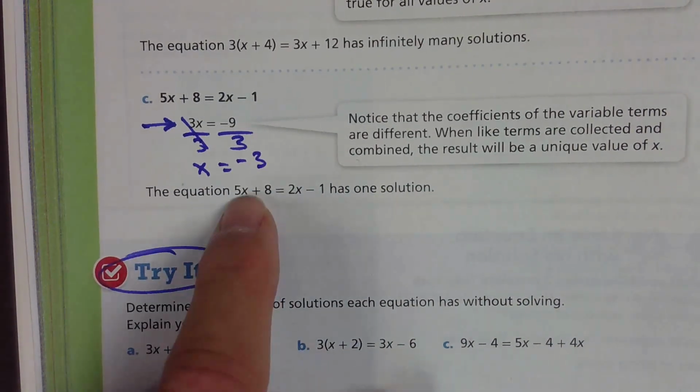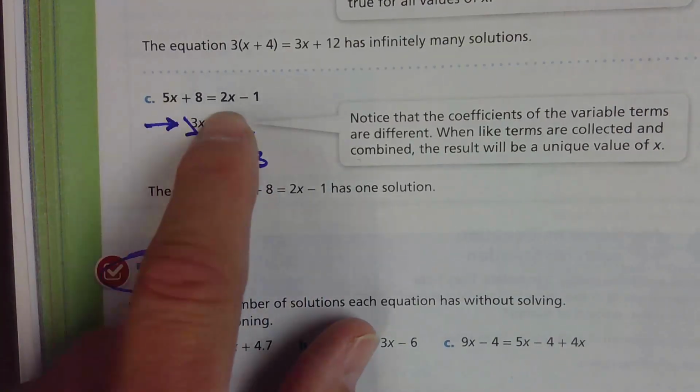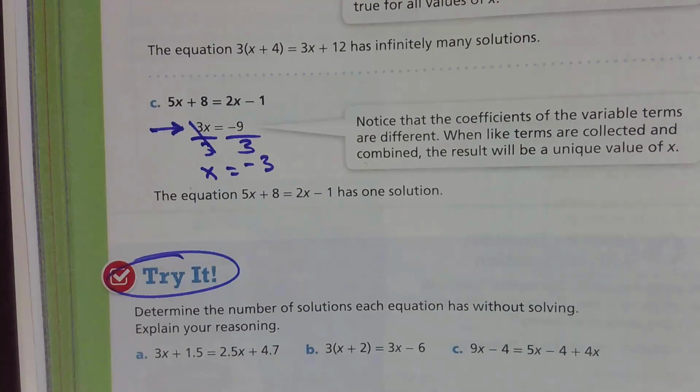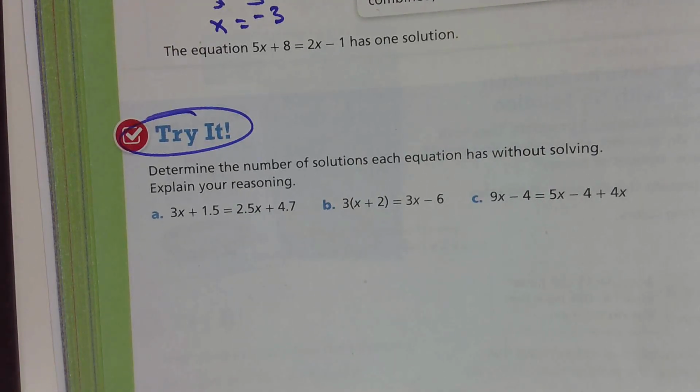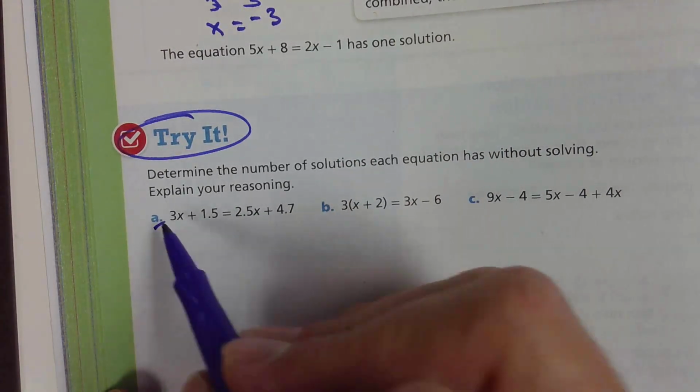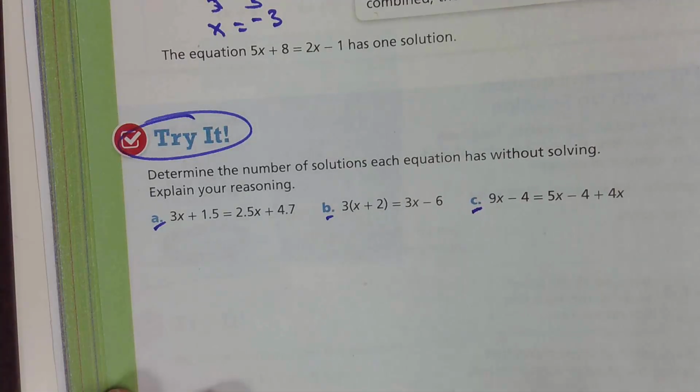And so they say this equation right here has one solution. All right, so circle the Try It at the bottom of page 110. I want you to do A, B, and C.